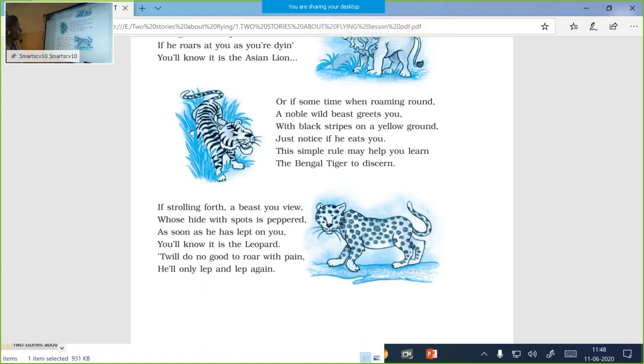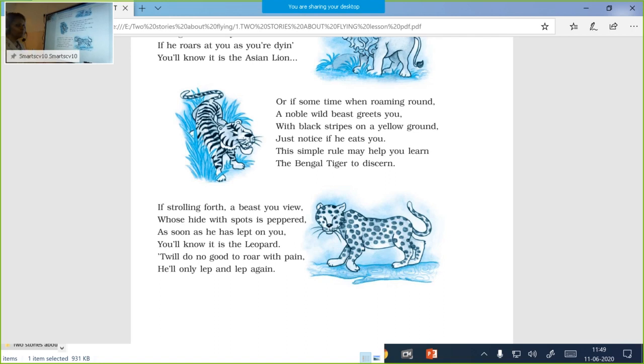Or if sometime when roaming around. What's roaming? To walk around without a particular aim or direction. Roaming around, a noble wild beast greets you. Noble, in the sense of having such qualities which make people admire, like honesty or caring for others and so on. So, a noble wild beast.